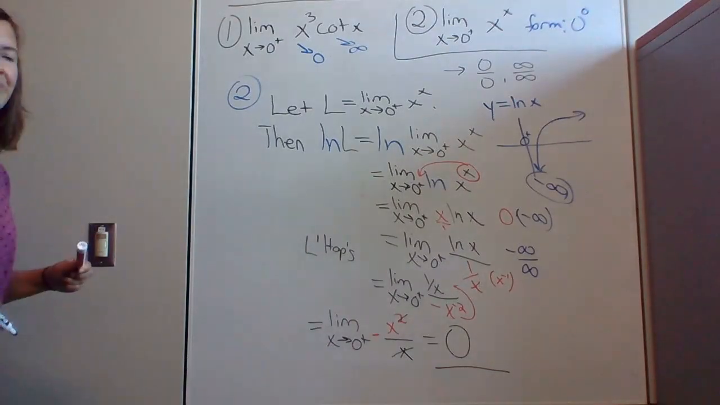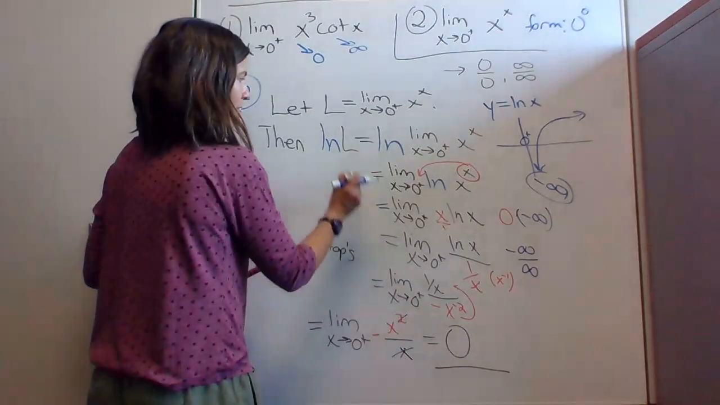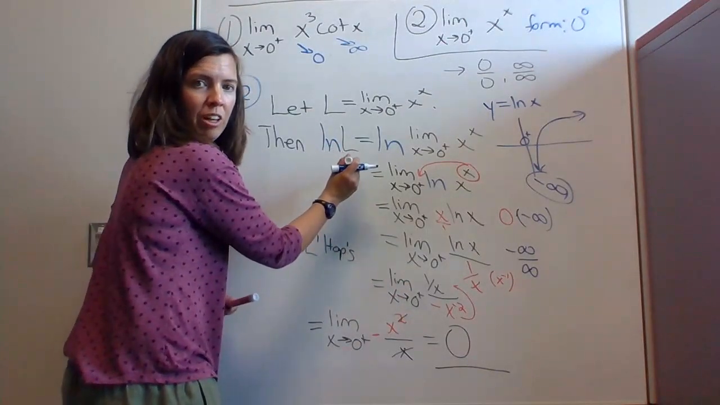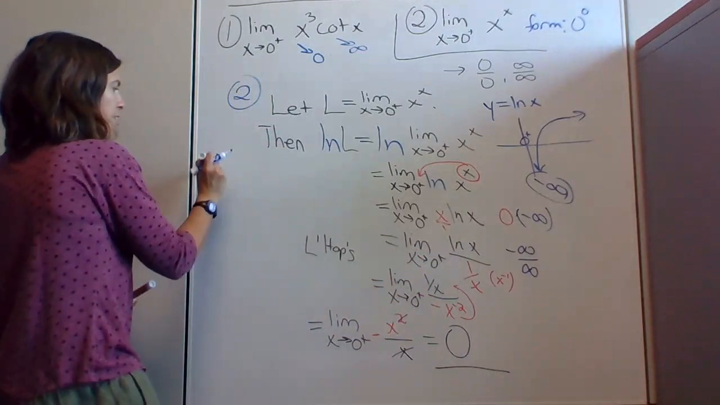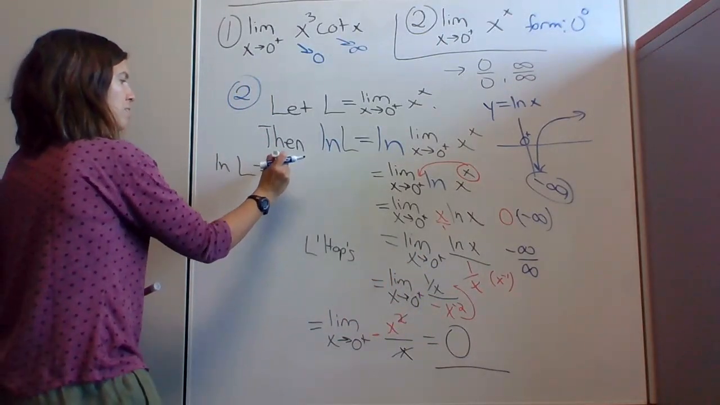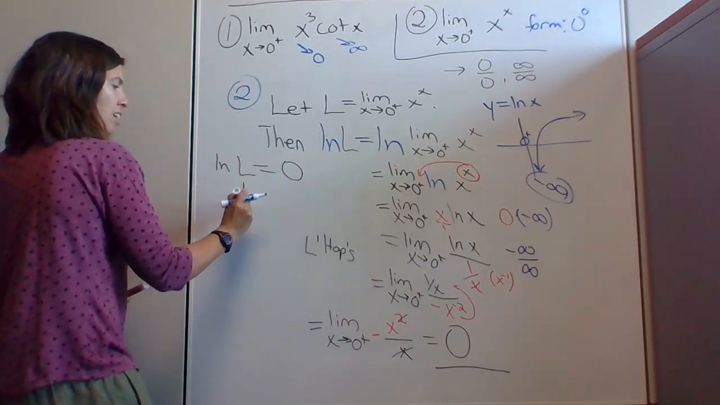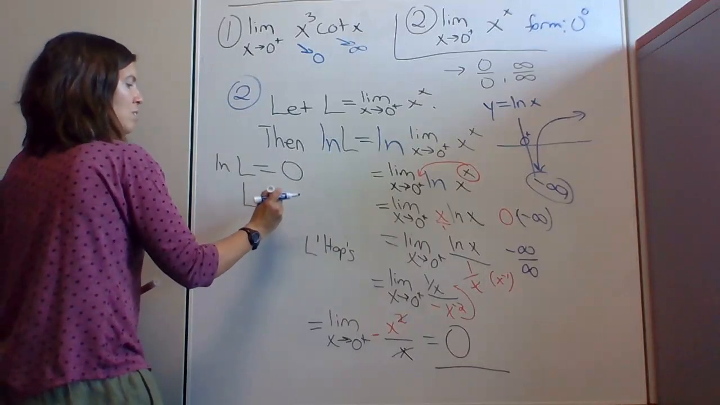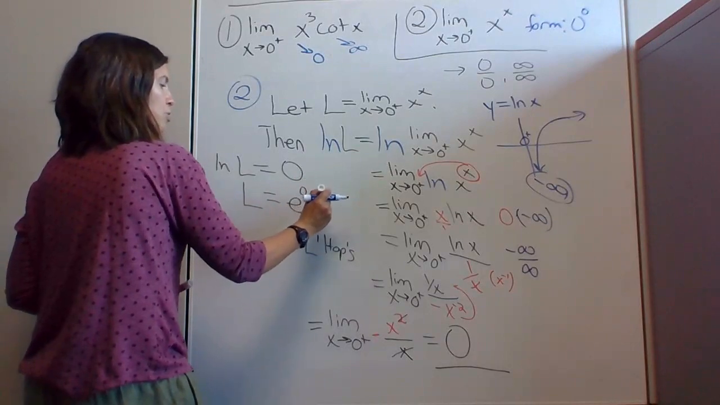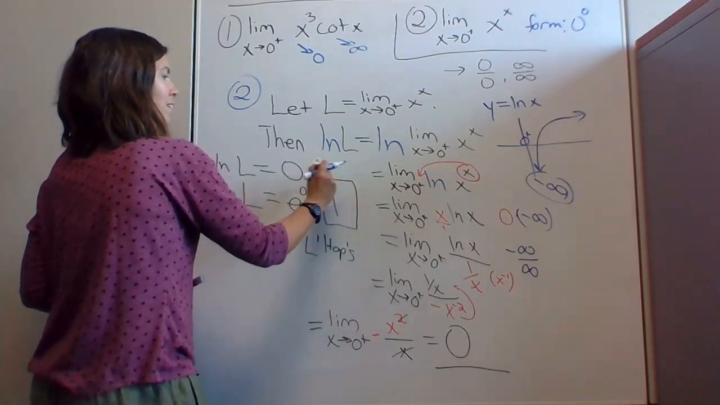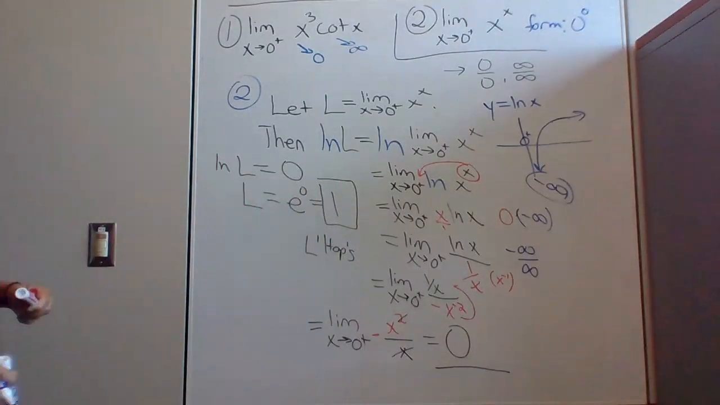Almost done. That's equal to natural log of L. So natural log of L is equal to 0. If the natural log of our limit is equal to 0, then the actual limit L is equal to, if we do inverse operation, that would be e to the 0, which is 1. Final answer in this case is 1.